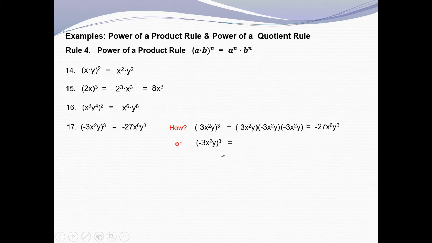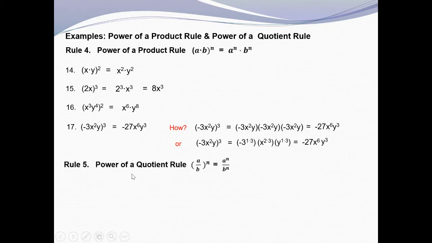Or go straight to the answer. This one here is going to be negative 3, because there's like a 1 there, to the 1 times 3, x to the 2 times 3, and y to the 1 times 3, because the power for the y is also 1, just like the negative 3. This will give us negative 27, x to the 6, and y to the third power. So again, it depends on how fast you learn the rules, but there are different ways to get the answer. And again, in my opinion, it's easier to use the rules.